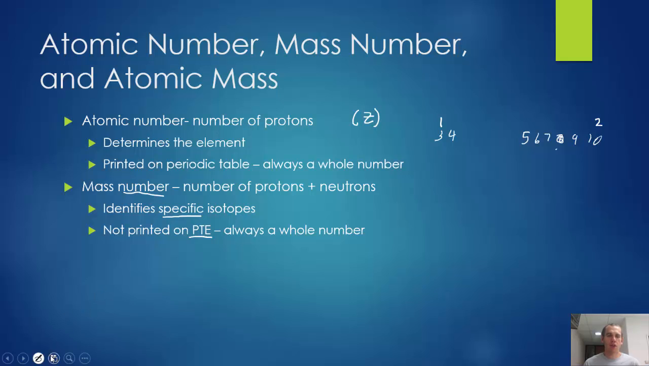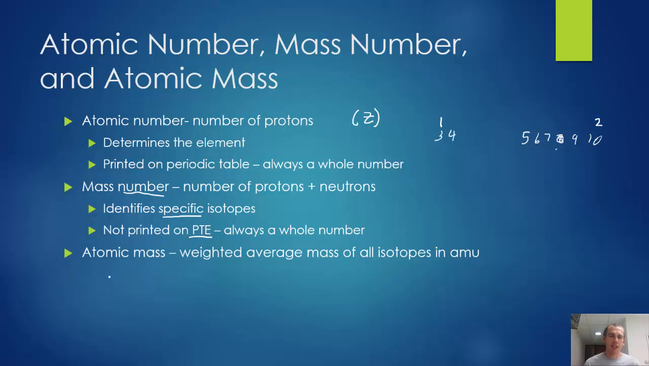So it's always a whole number, and it's almost never on the periodic table. Then we finally get to atomic mass. This is a weighted average mass of all the isotopes of an element in atomic mass units. Like I said, most atoms exist as more than one isotope, but they don't occur equally, which is why we have this weighted average. We're going to look more at that in just a minute.